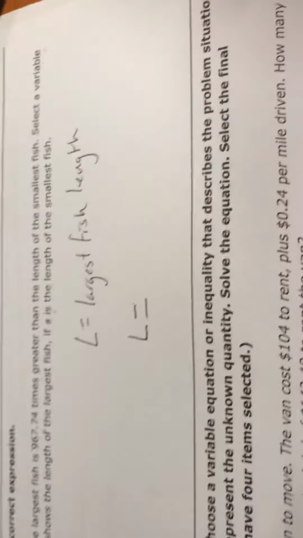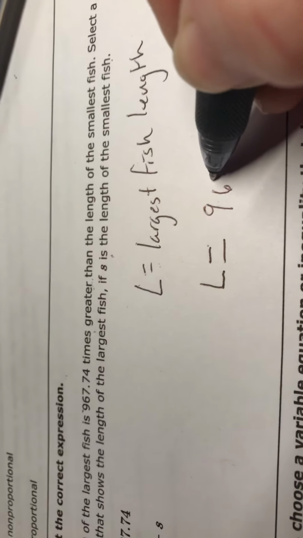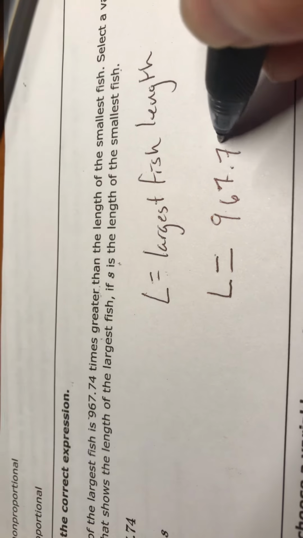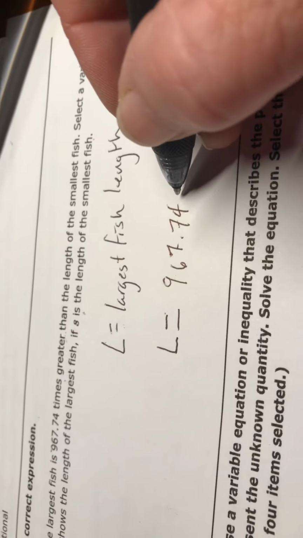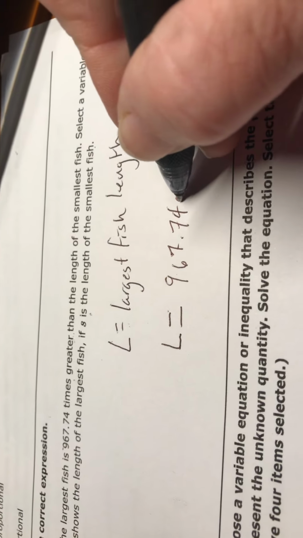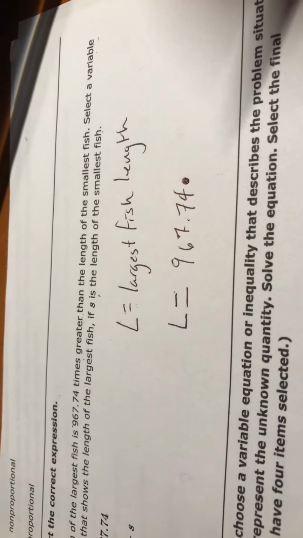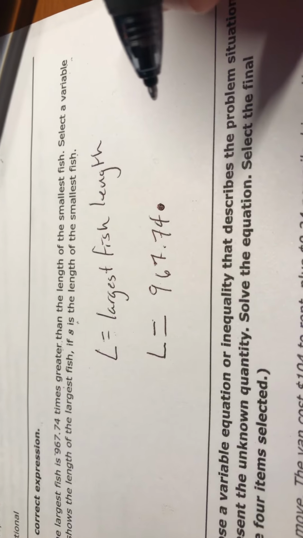967.74 times. All right? Now then, when we start with all these letters, I don't want to use X for times. I'm just going to use a dot right now, okay? Times greater than the length of the smallest fish.